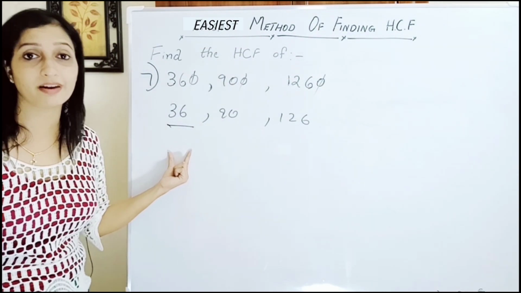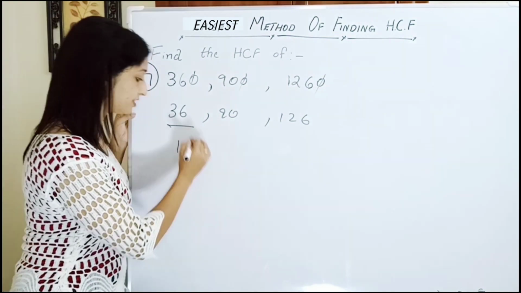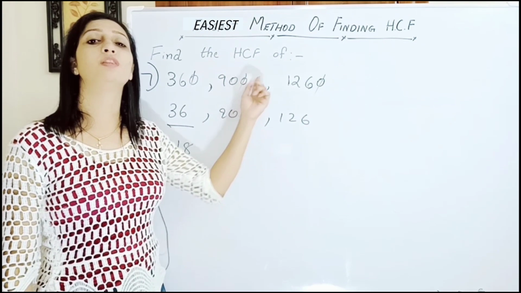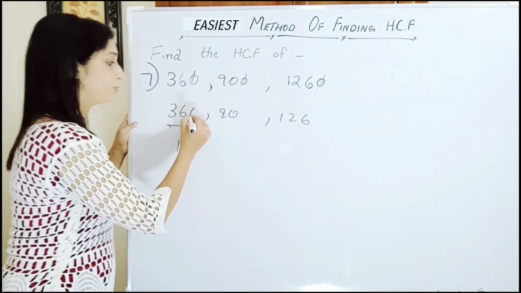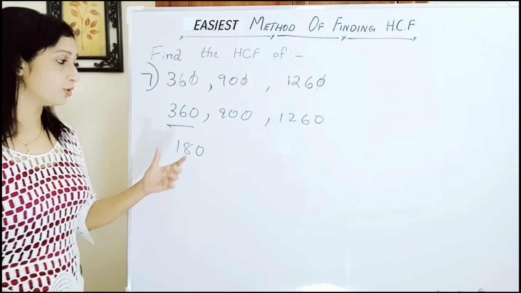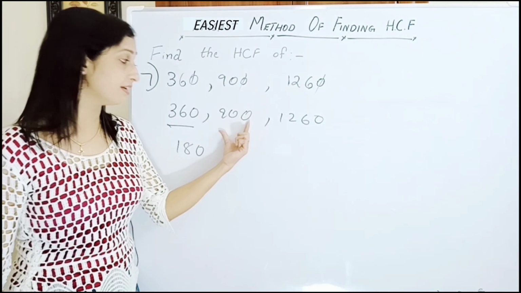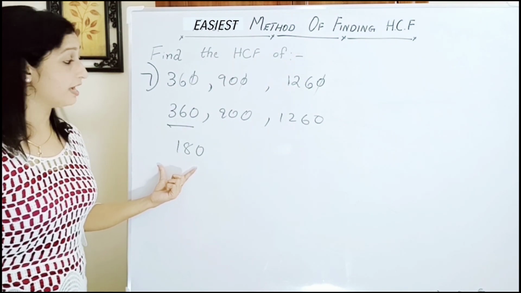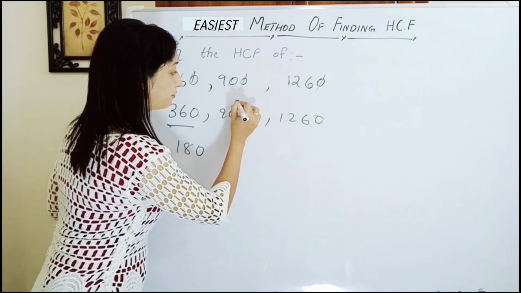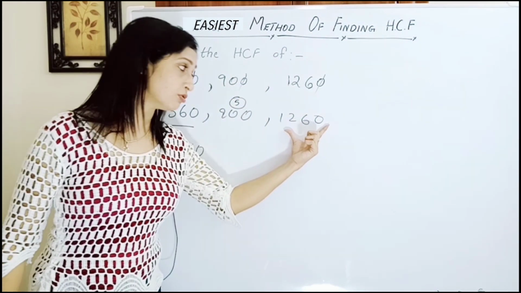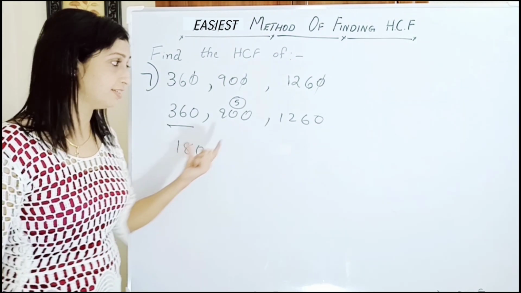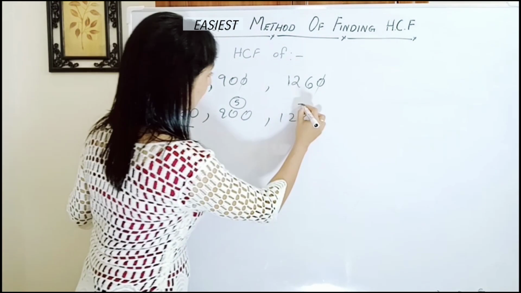Now among all these three numbers, which is the smallest number? 36. Now I find out the greatest factor of 36, which is 18. Now to check for divisibility, I need to put these zeros back. So I put the zeros back. Here also for the factor I put the 0. So now I can check the divisibility, whether 900 can be divided by 180. Yes, 900 can be divided by 180 and it divides 5 times. Is 1260 divisible by 180? Yes, it is exactly divisible and it divides 7 times.